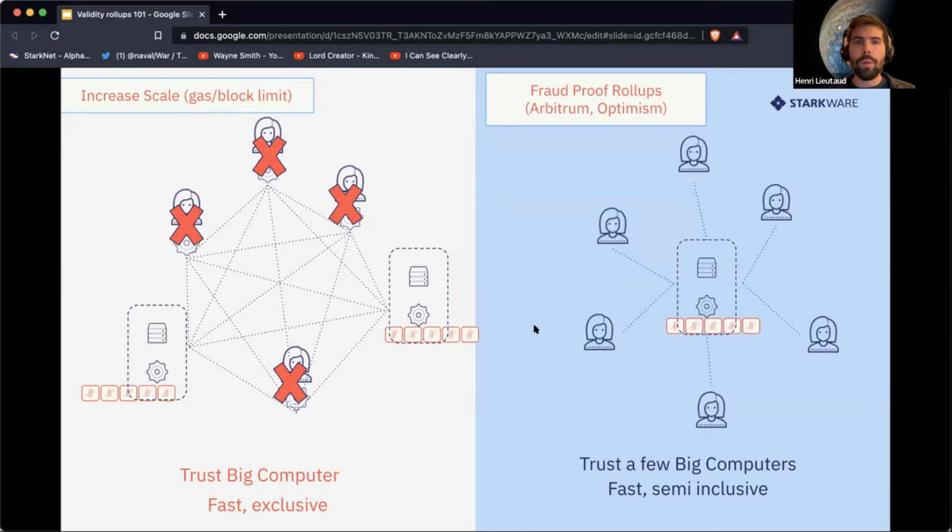Okay, I'm going to take a look at the questions if there are some. Can you explain the difference between an optimistic rollup and a ZK? Yeah, I'm going to explain it in a sec.